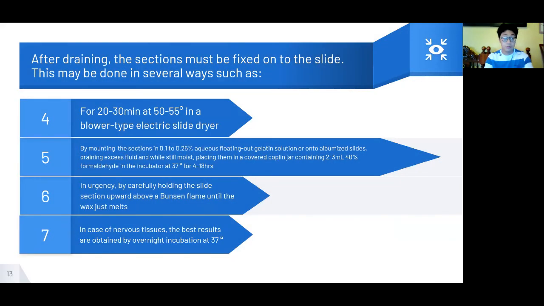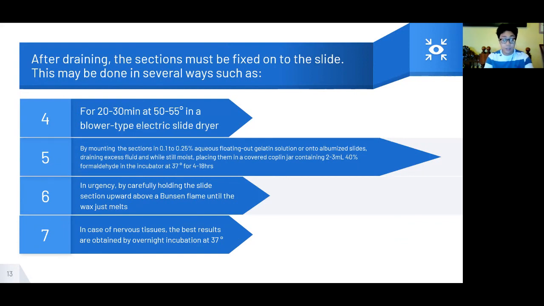Next, for 20 to 30 minutes at 50 to 55 degrees in a blower-type electric slide dryer. By mounting the sections in 0.1 to 0.25% aqueous floating out gelatin solution or onto albumized slides, draining excess fluid and while still moist, placing them in a covered coupling jar containing 2 to 3 ml of 40% formaldehyde in the incubator at 37 degrees for 4 to 18 hours.